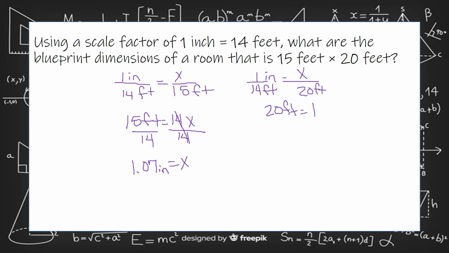Inches. Then we're going to do the 20 feet. So we're going to cross multiply and we get 20 feet equals 14 times x. So we divide both sides by 14, just like we did on the other one. And x equals 1.43.